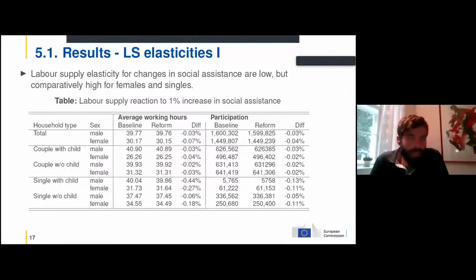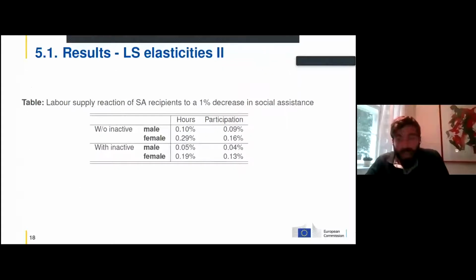First of all, labor supply elasticities differ quite substantially. Here you see the labor supply reactions to a 1% increase in social assistance. What we see is that they are quite low compared to standard wage elasticities that you could estimate. They seem to be low, but they are comparatively high for females and also for singles. This was the first result that we saw. So it seems that females and singles are more likely to be influenced by an increase in social assistance. However, we are interested mostly in a decrease of social assistance.